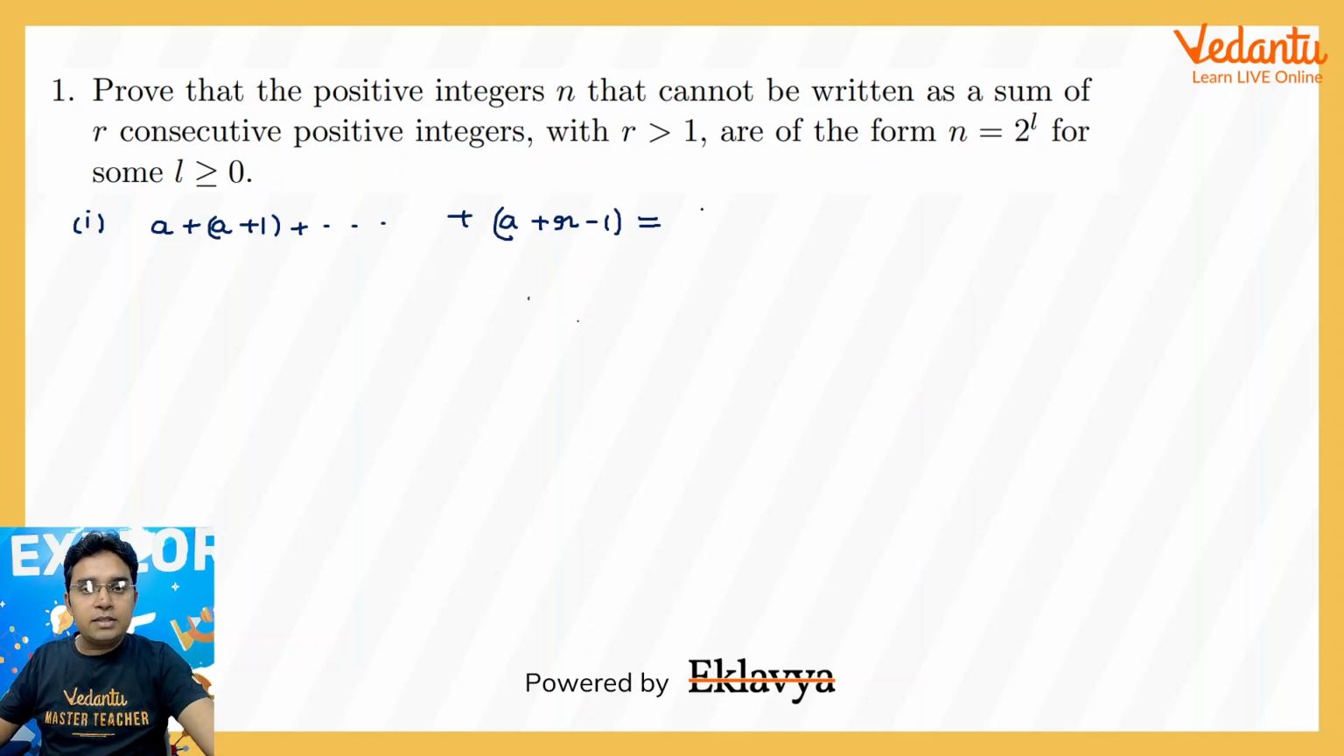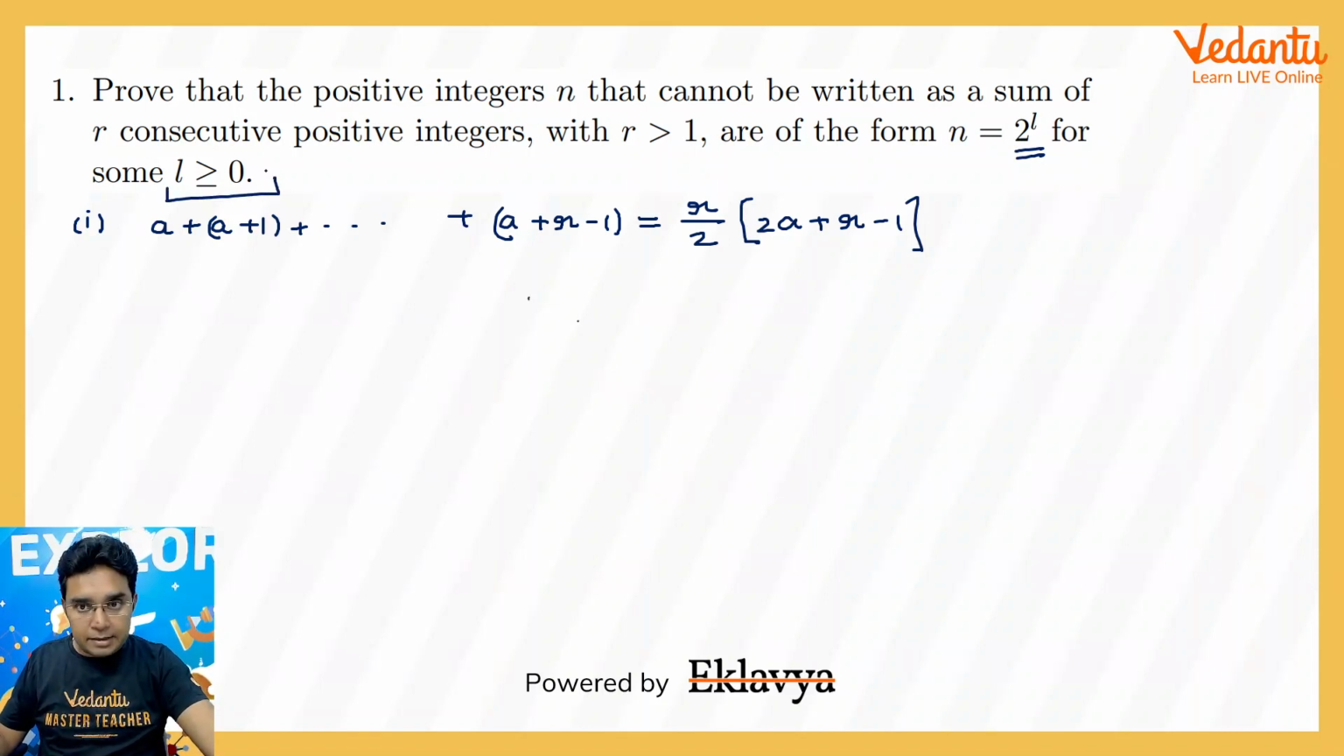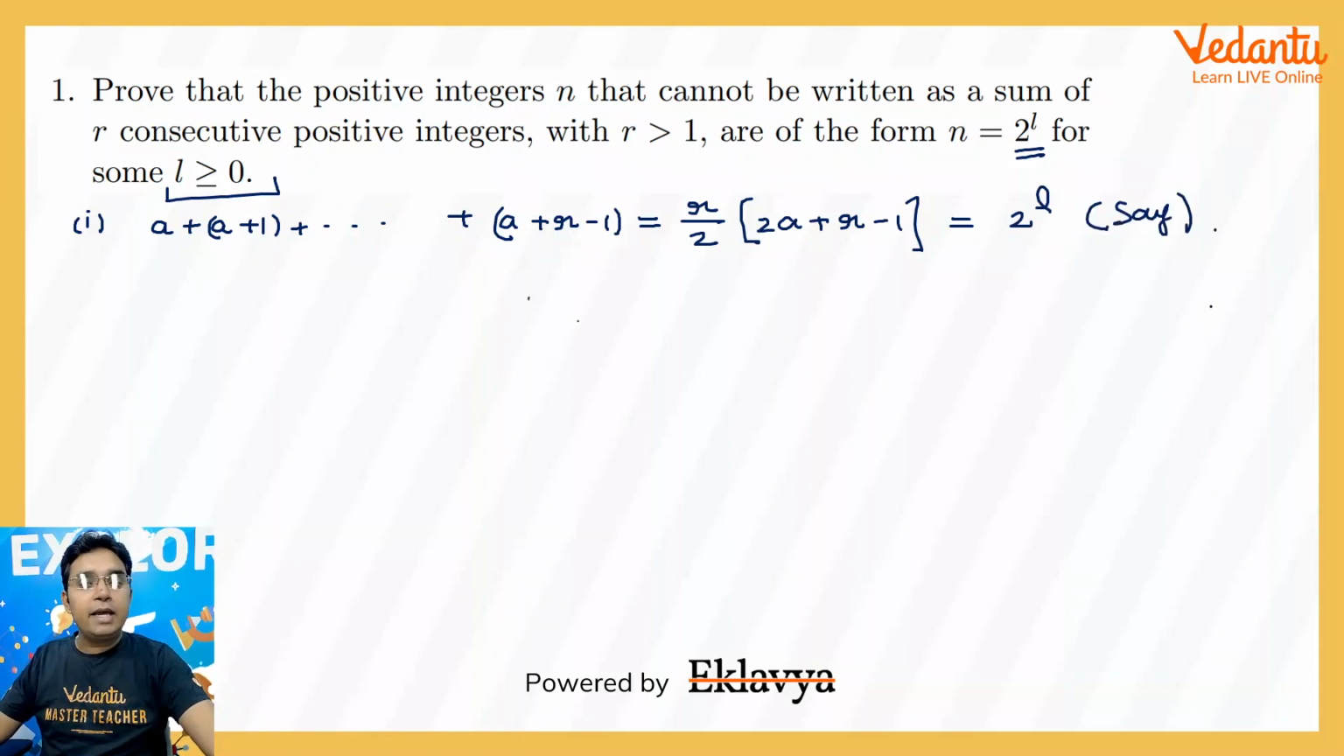So by using the sum of n terms of an AP, it will be r by 2, because total number of terms are r, into first term plus last term. So it will be 2a plus r minus 1. First I will prove that it cannot be equal to 2 power l for any positive integer l. In fact, in this question, they should have given l to be a positive integer, then it would make better sense. So to prove that it cannot be equal to 2 power l, I will take this to be equal to 2 power l, and by contradiction I will say it is not possible.